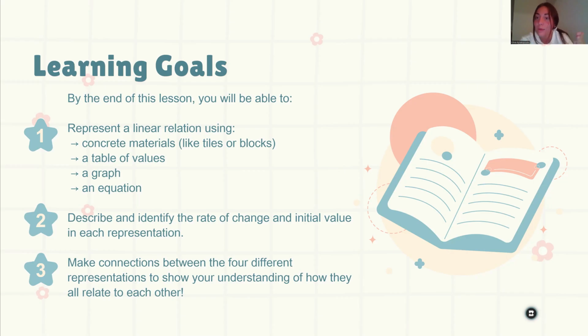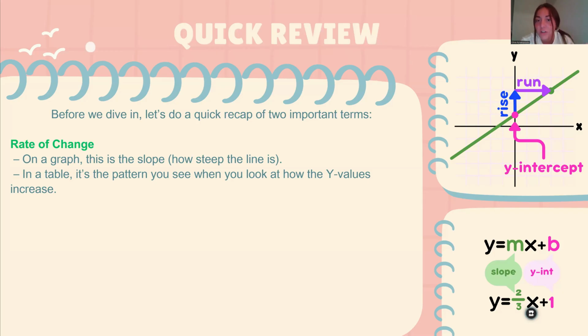By the end of this lesson, you'll be able to represent whatever information I give you in a word problem with concrete materials, with a table of values, with a graph, and with an equation. You will also be able to describe and identify the rate of change and initial values in each representation. You're also going to be able to make connections between the four types of representations that I just told you about. Let's get started.